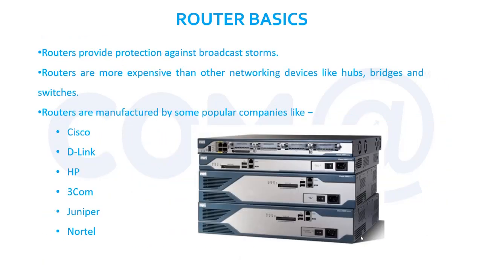It also provides protection against broadcast storms, so it won't broadcast. Suppose the network details are not available in the routing table, it will directly pass the request to the second router, which is connected to it directly, and that router will also search for it. Likewise, it will go on. It will not go for broadcasting.